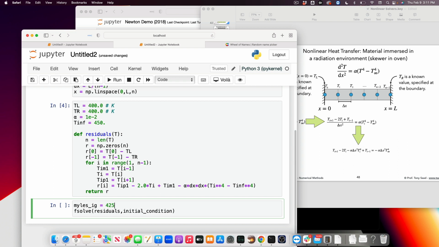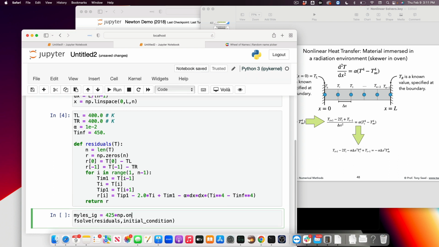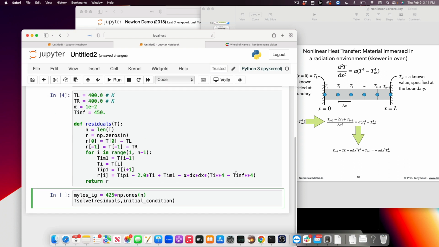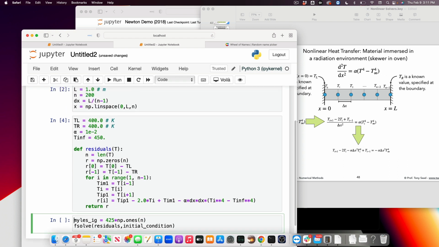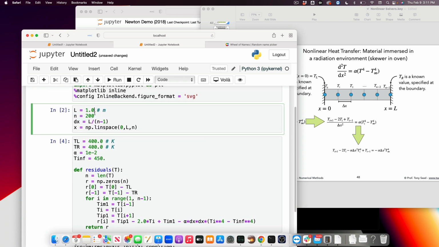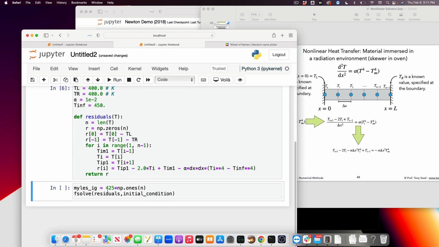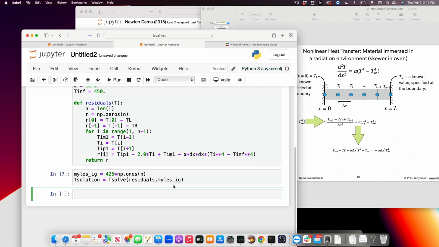Okay, if I provide 425, that's a single value, so I need it to be an array. So I just multiply it by np.ones of size n. We still haven't defined n, right? Or actually, we did define n. Sorry, it's right over here. And then we're going to call this the initial condition. Let's store it in a variable called t solution.